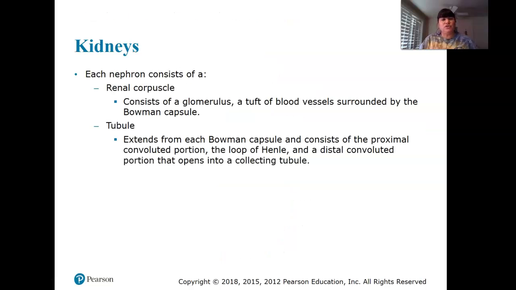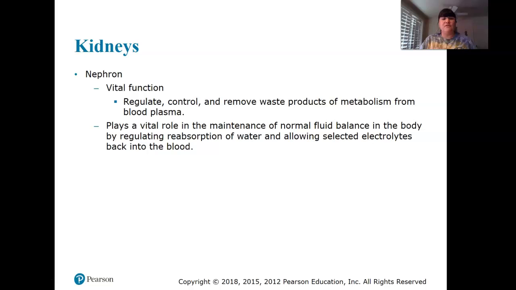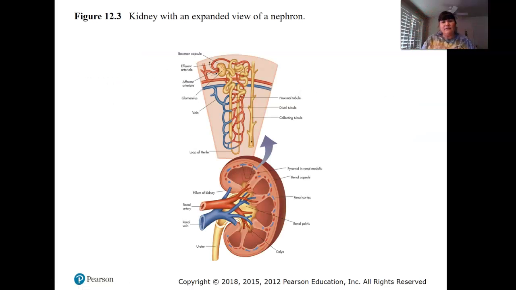So nephron, structural. Tubule, yes. Nephron, vital function: regulate, control, remove waste products of metabolism from the blood plasma. Plays a vital role in the maintenance of normal fluid balance in the body by regulating reabsorption of water, allowing select electrolytes back into the blood. So there's filtration, reabsorption, and some secretion. And by the time the fluid's in the collecting duct, now it's going to go out and then out of the body.